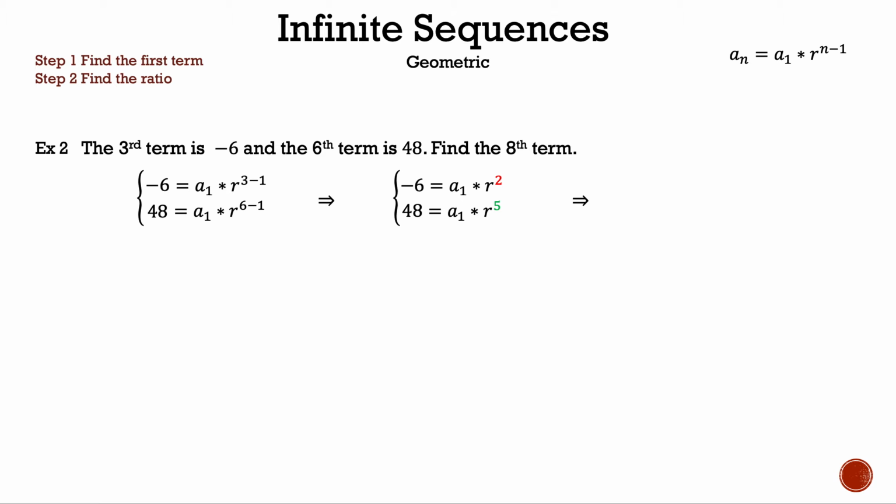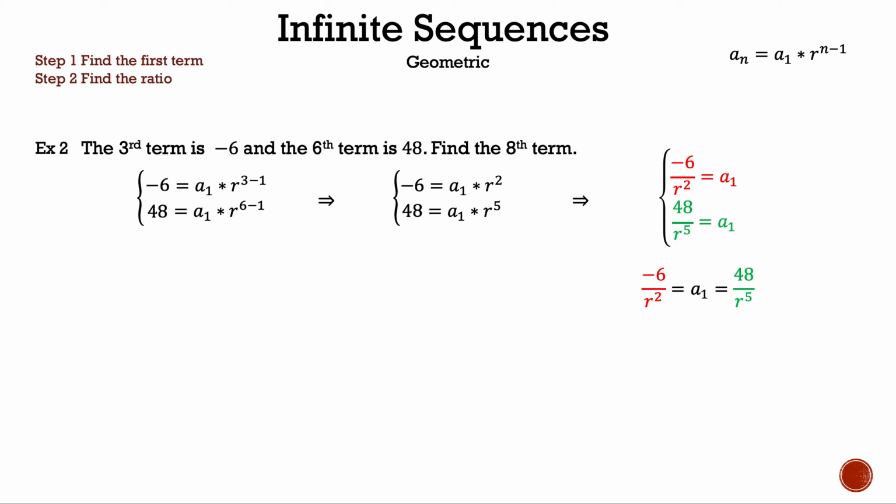Let's take a closer look at these equations. What do they share? They share a sub 1. So let's solve for a sub 1 for both equations. The first equation becomes negative 6 divided by r squared is equal to a sub 1. The second equation becomes 48 divided by r to the fifth power is equal to a sub 1. Now let's set these two equations equal to each other. So a sub 1 is equal to either negative 6 divided by r squared or 48 divided by r to the fifth power. Now we substitute one of these into our system of equations.